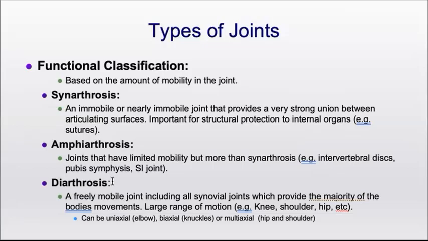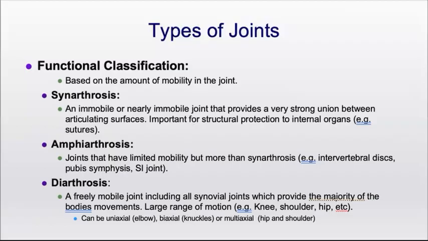Diarthrotic joints, or diarthroses, are freely movable joints, and they include all of the synovial joints. Okay. This is what provides the body with its ability to really move and interact with the environment. And they usually have a larger range of motion than the previous two classification styles. So the knee, the hip, the ankles, these are all diarthrotic joints. And they usually move around one, two, or three axes, and they involve uniaxial, biaxial, or multi-axial joints.